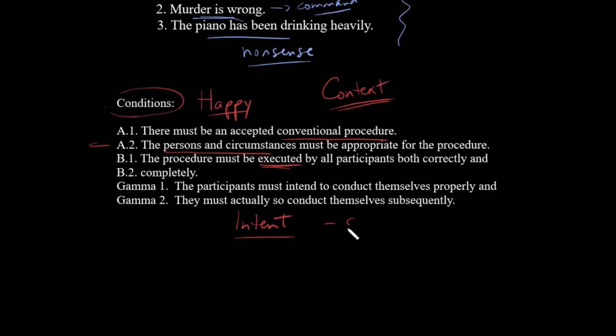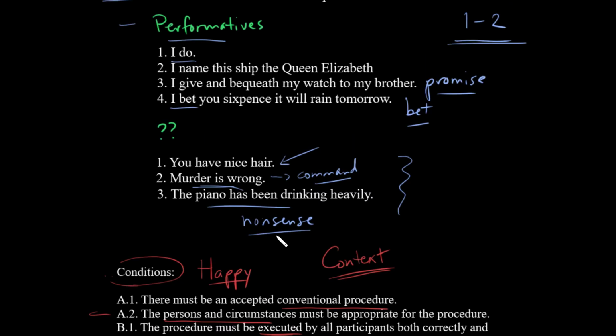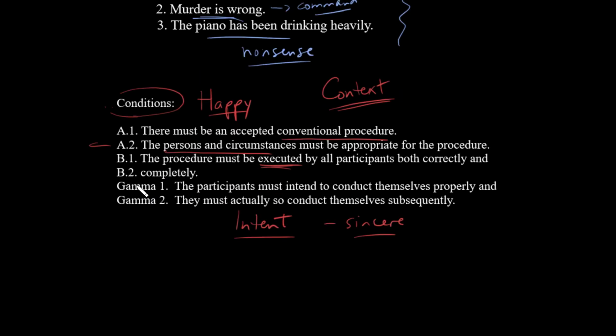So I have to be sincere in actually going through with this. You can see that especially in numbers 3 and 4 here: if I'm promising or betting things, I have to be sincere about that. And if I don't follow through, or if I'm lying, then that presents problems. So the participants must intend to conduct themselves properly and so on.